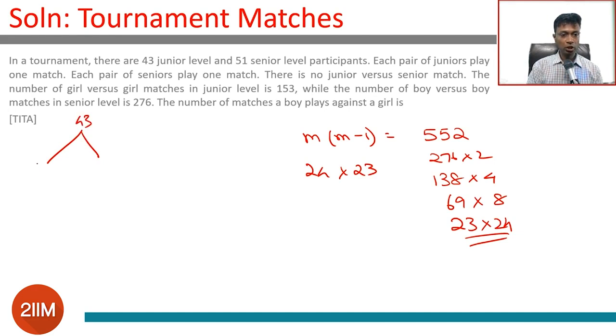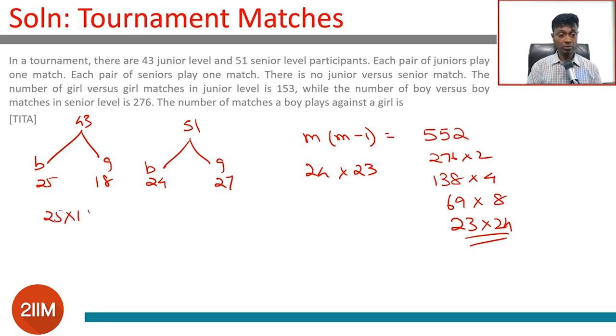So 43 juniors, boys and girls, there are 25 boys and 18 girls. 51 seniors, boys and girls, there are 24 boys and 27 girls. The number of matches a boy plays against a girl is 25 into 18. All these boys have to play all these girls, plus 24 into 27, whatever this turns out to be. 25 into 18 plus 24 into 27.